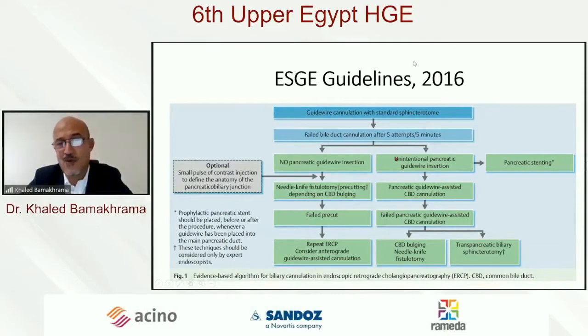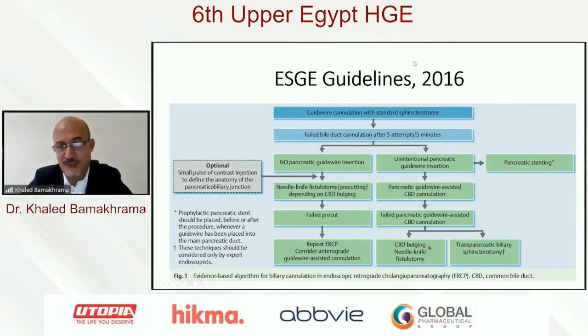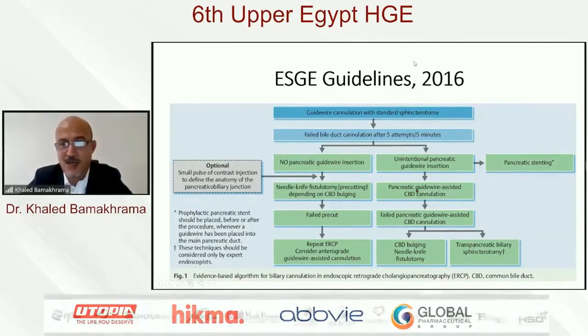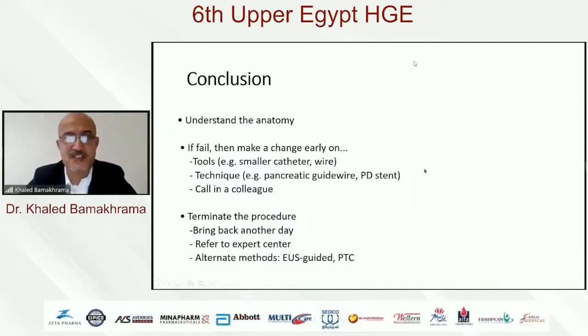If your wire unintentionally went to the pancreatic duct, then you can go with guide wire assisted common bile duct cannulation. If you failed and the ampulla is bulging, you can go with needle knife fistulotomy, or if it is small, you can go with transpancreatic biliary sphincterotomy. The most important thing for those directions is to put in a pancreatic stent, and that's the recommendation by the ESGE.